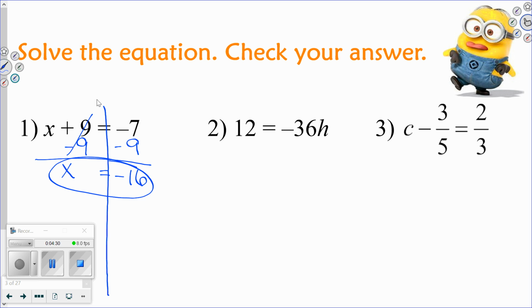All right, if you want to check an answer, all you have to do is take whatever answer you get and go back to the original problem. Right? So I would go back to the original, and in place of the x, I would put in the answer I got.